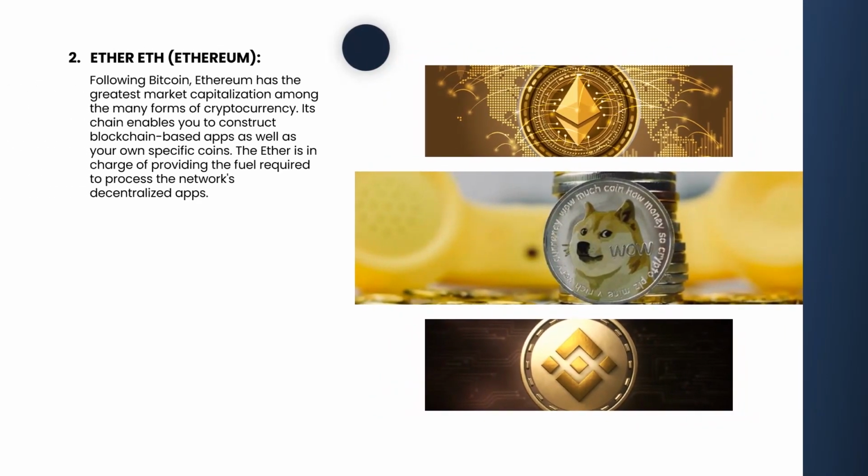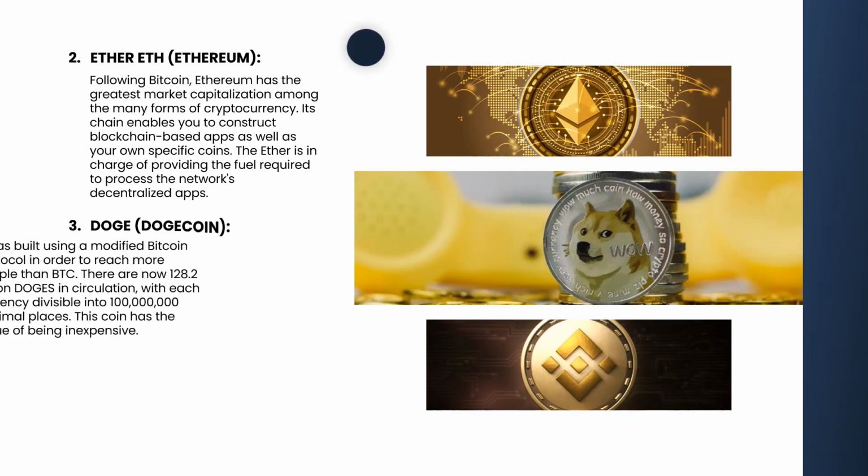Two. Ethereum. Following Bitcoin, Ethereum has the greatest market capitalization among the many forms of cryptocurrency. Its chain enables you to construct blockchain-based apps as well as your own specific coins. The Ether is in charge of providing the fuel required to process the network's decentralized apps.